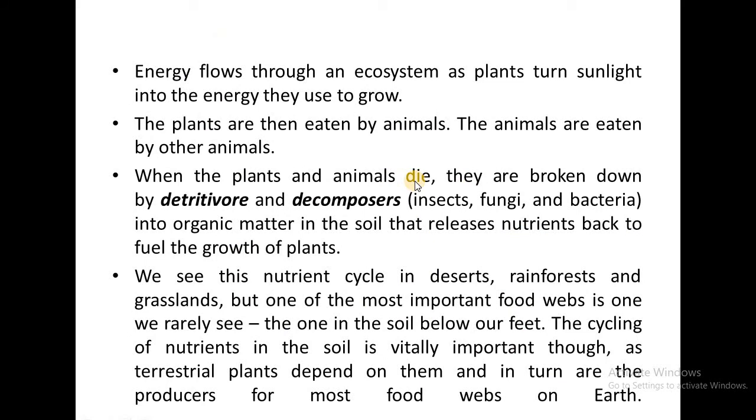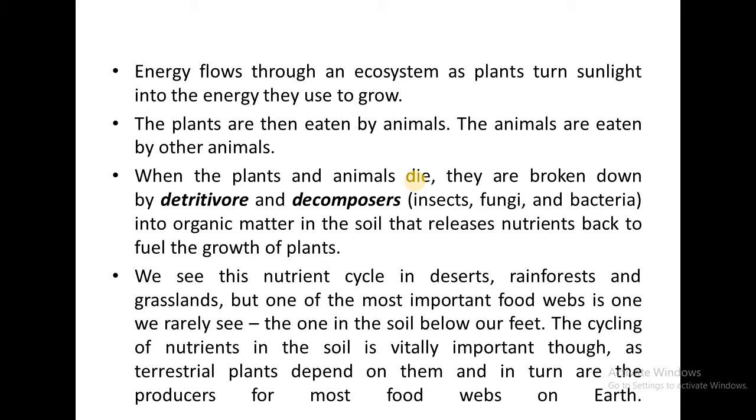So the energy flows through the ecosystem as plants turn sunlight into the energy they use to grow. The plants are eaten by the animals, and these animals are eaten by other animals. When the plants and the animals die, they are broken down by the decomposers, and decomposers turn them into organic matter in the soil that releases nutrients back to fuel the growth of the plants. So we can see the nutrient cycle in the desert, in the rainforest and in the grassland.